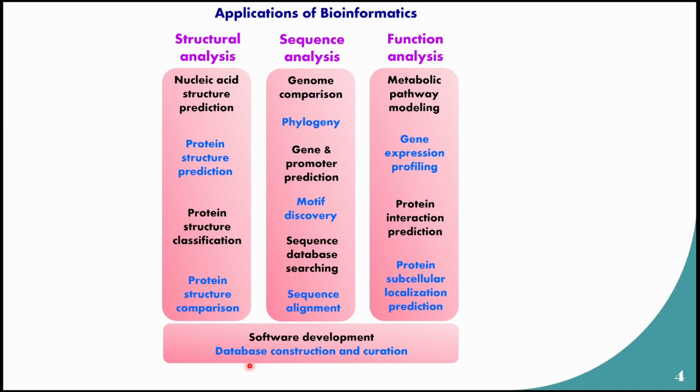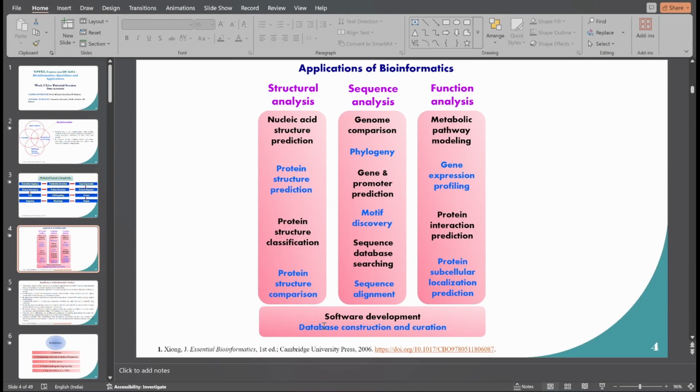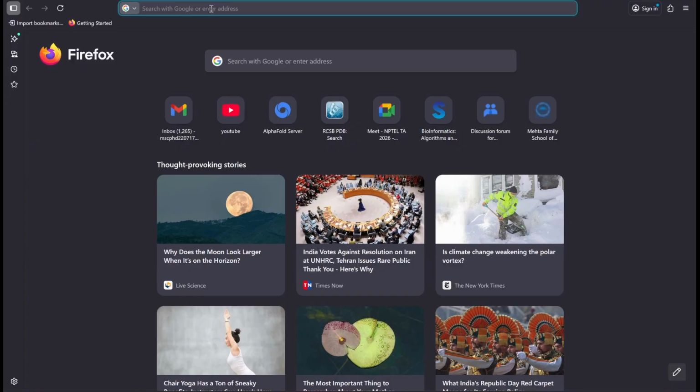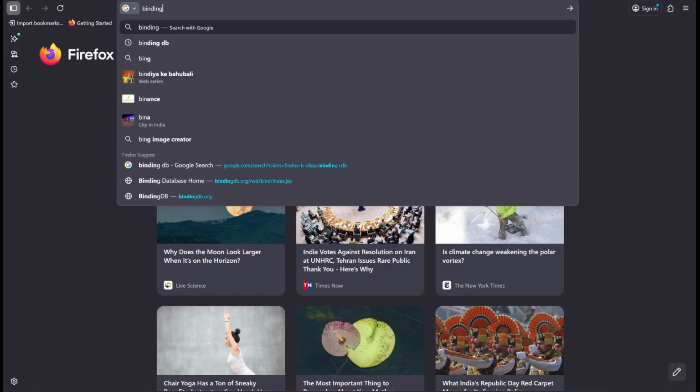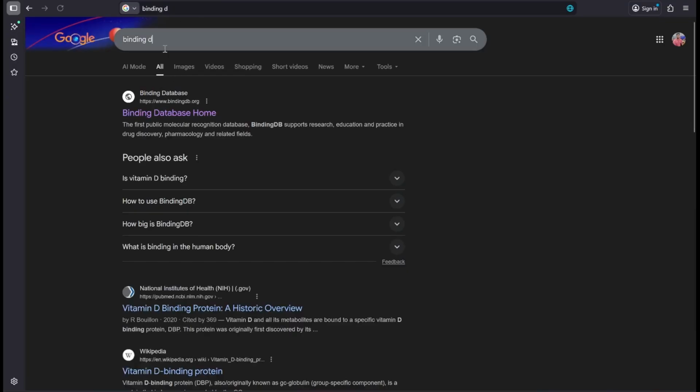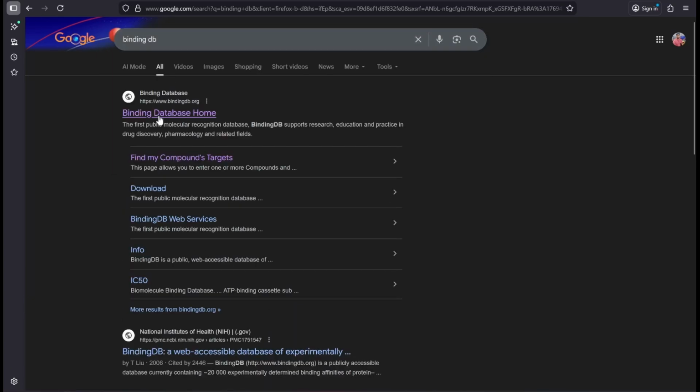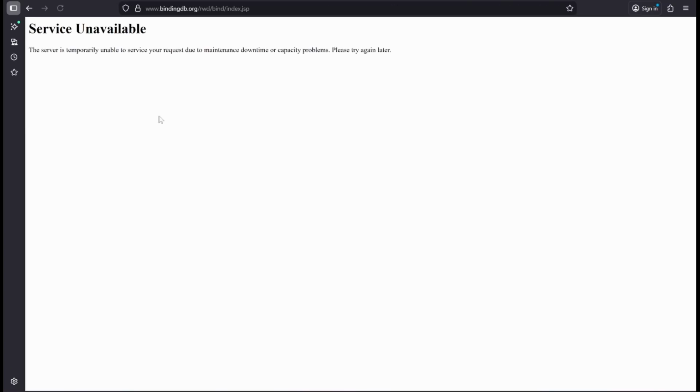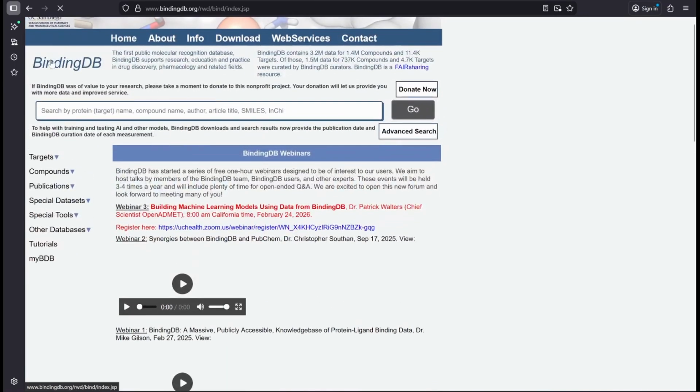There are other protein structure related databases also. But for example, if we talk about one particular database, let's say... okay, if we just give, for example, one... oh, okay, it's just service unavailable. That's kind of unfortunate. Okay, it's okay.